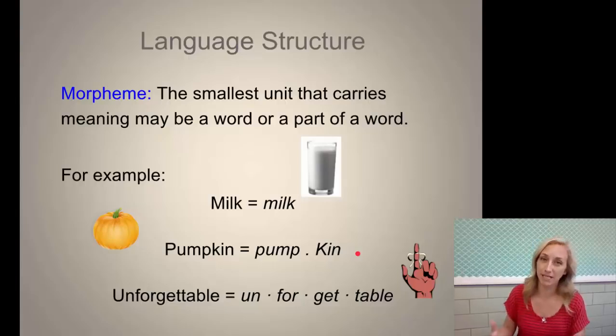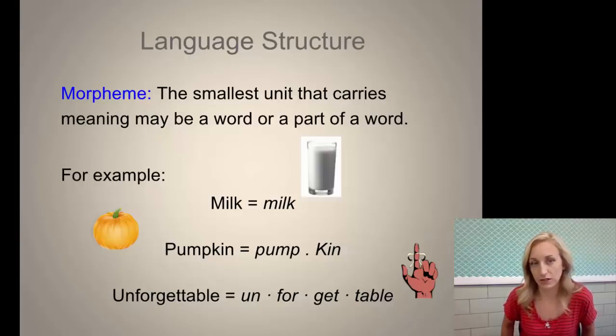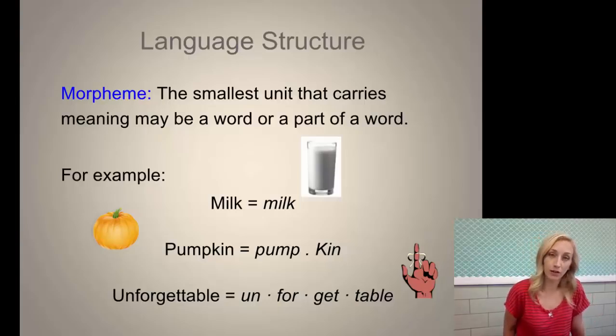Morpheme, as in meaning, morpheme, meaning, is the smallest unit that carries meaning, and it may be a word or even a part of a word. So for example, milk is 1 morpheme. It carries its own meaning, but pumpkin, although it has its own meaning, has 2 morphemes, because pump and kin are 2 different words and carry 2 different meanings.